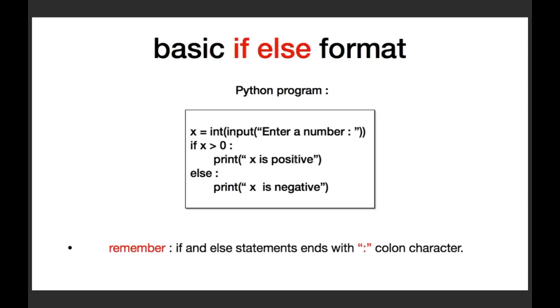So in this way, if and else work. Let's see the basic format of the if and else statement. Remember one thing before you look at the format: the if and else statement ends with a colon character. Generally, an assignment statement or print statement doesn't end with a colon character, but an if and else statement, for loop, or while loop statement is going to end with a colon character. So here in this program, x is going to take input from the user, and if x is greater than 0, this is going to be printed out. If this condition is true, this is ignored by Python. If this is false, then Python checks this condition.